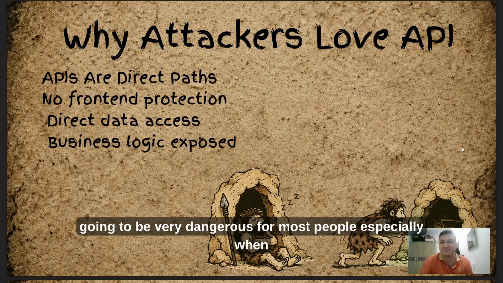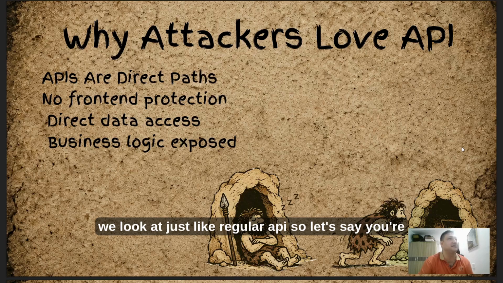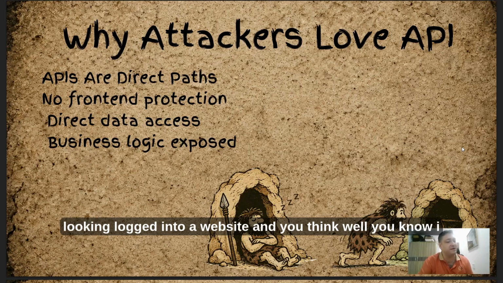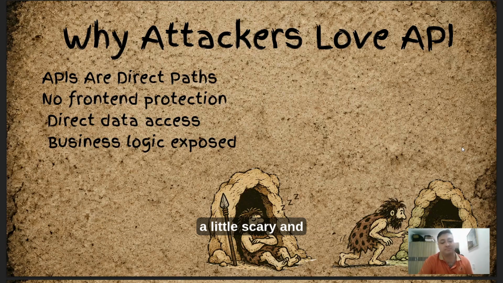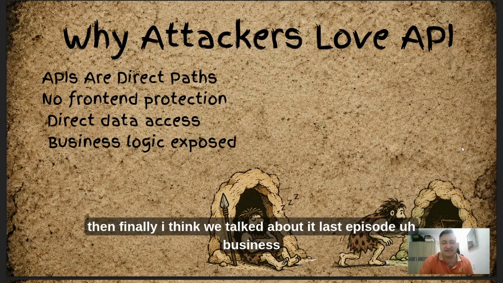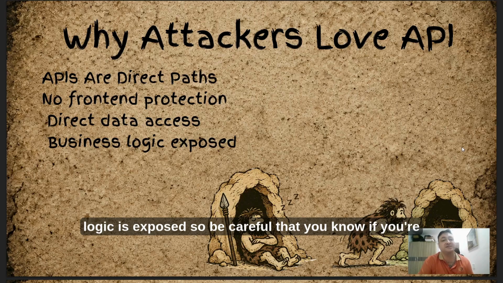This can be very dangerous for most people, especially when we look at regular APIs. Let's say you're logged into a website and you think, well, I shouldn't be able to just see anyone else's data. But nine times out of ten, if you really look at the API, you probably could. And it's a little scary. And then finally, I think we talked about it last episode, business logic is exposed. So be careful of that.